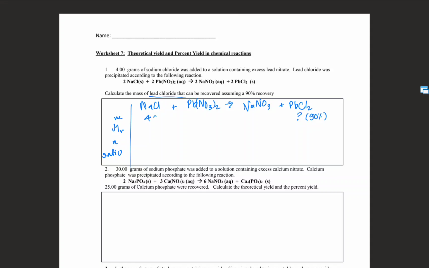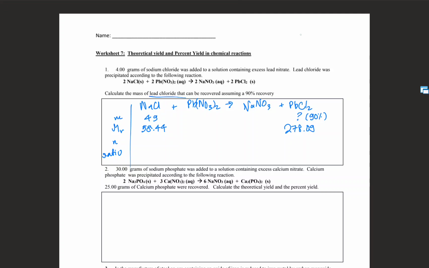Now we're getting 4 grams over here, and we know the molar mass from the periodic table. How we find this out is, for example, NaCl. We find the numbers from the periodic table, multiply by the coefficient, and add them together. So for sodium chloride, it's going to be 58.44, and for lead chloride it's 278.09.